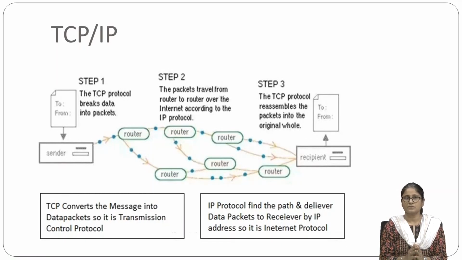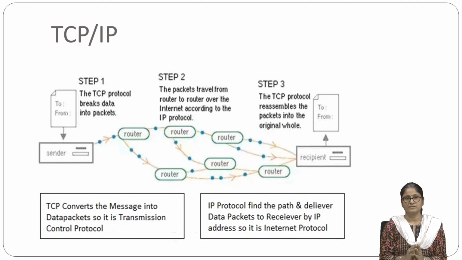Next, what is the role of IP? The IP protocol finds a path along which this data will be sent to the receiver, right? Basically, there are so many routes available, right? You can see the sender is sending the message to the recipient, and so many routes are available. This protocol will select the best suitable route and transmit the packets over that path only, right?